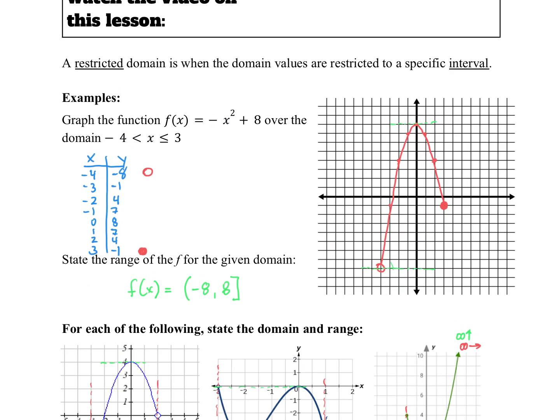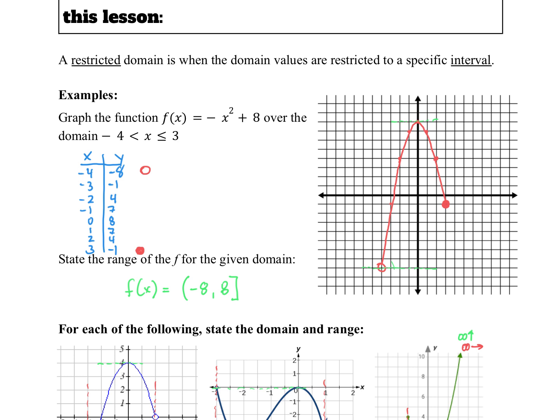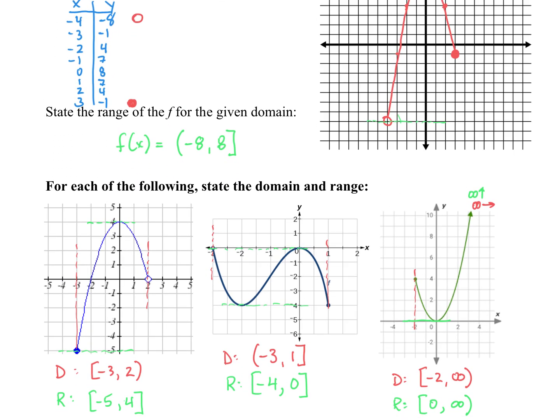So domain is left to right, range is bottom to top. And when we are doing restricted domains, we have to concern ourselves with open and closed circles. We have to draw the line, but do not extend past the line. Stop at the open and closed circle. You only get the arrows if it's a situation like this, where it's restricted on one side but not on the other. That happens on occasion, so that would get an arrow only on the one side. You'll see that in the practice. That's it.